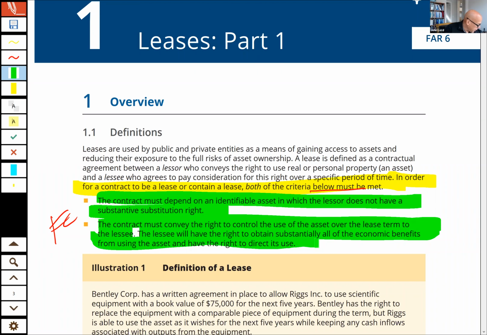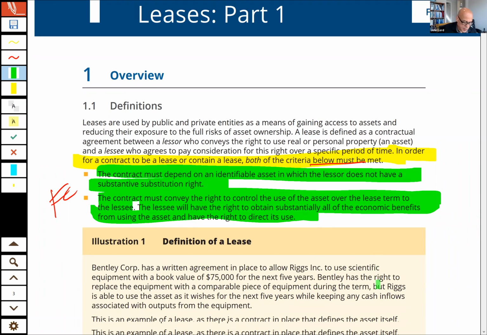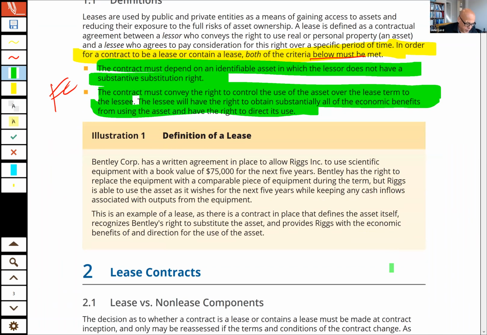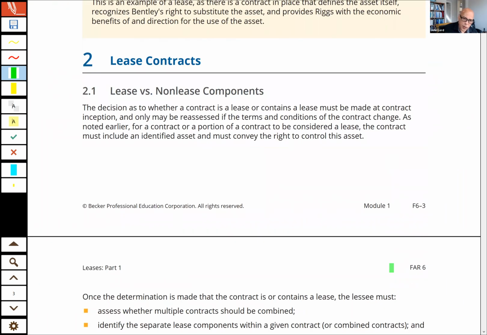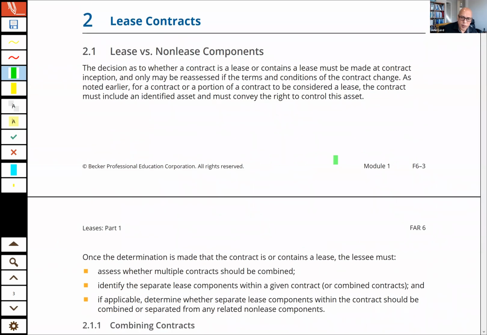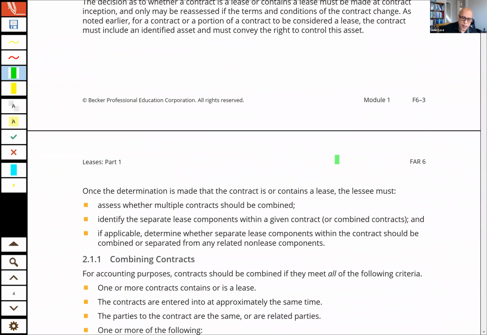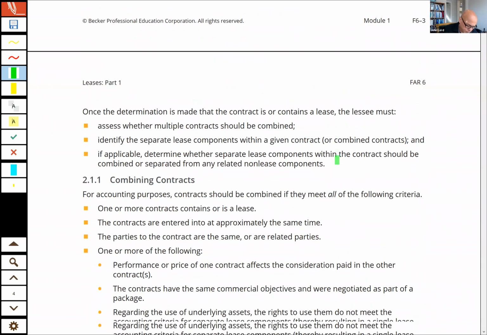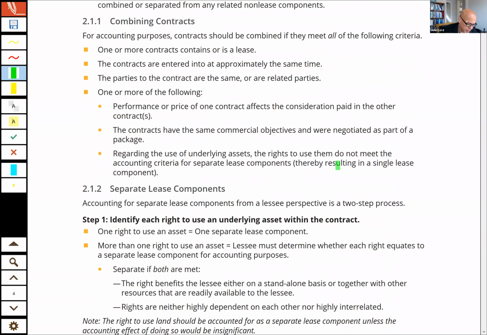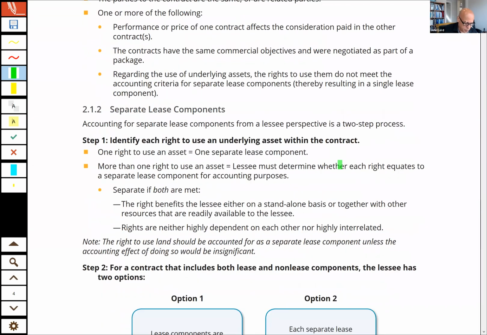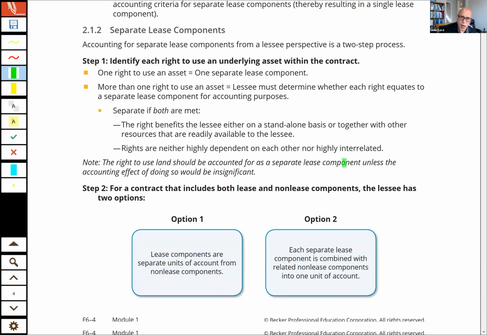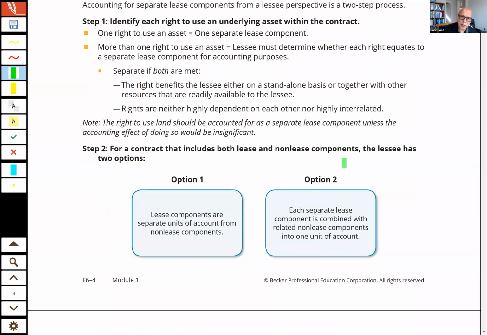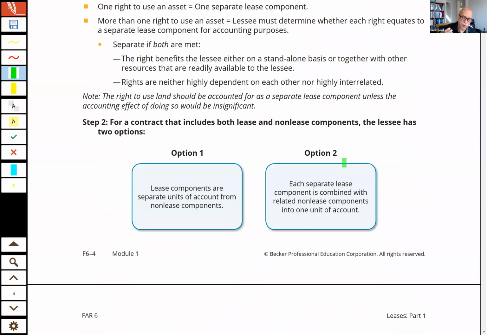All right. Now we get into this next section a little bit, and they start talking about various aspects of a lease contract and how to separate the various aspects of this lease contract. I am not going to get into that because it starts harkening back to separating out the various pieces of a sales contract and those that are going to be earned over time versus all at once.